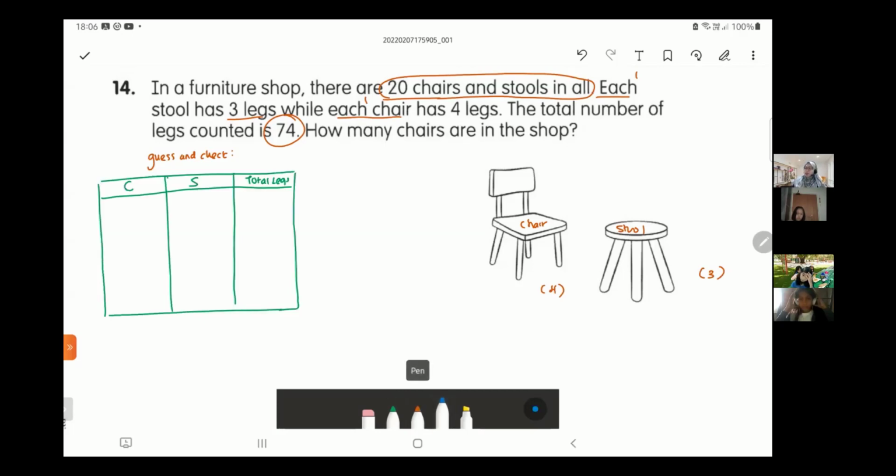Now, how many chairs are there? You want to find how many chairs are there in the shop, right? But you are only given legs. So we work with the legs. So each chair has 4 legs.